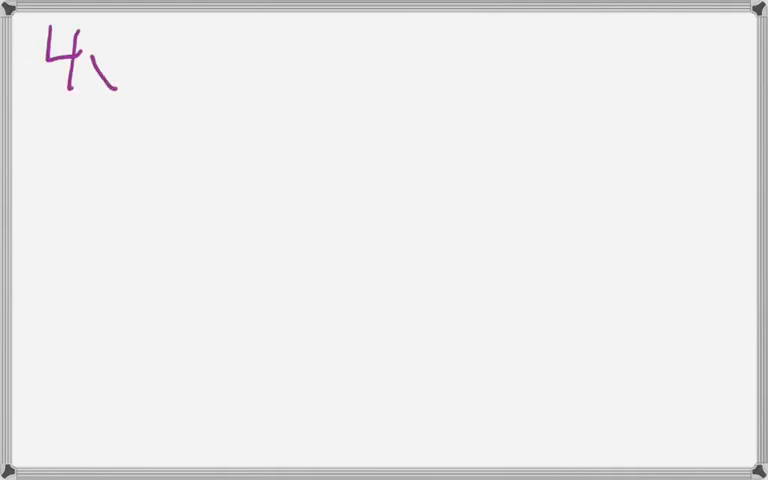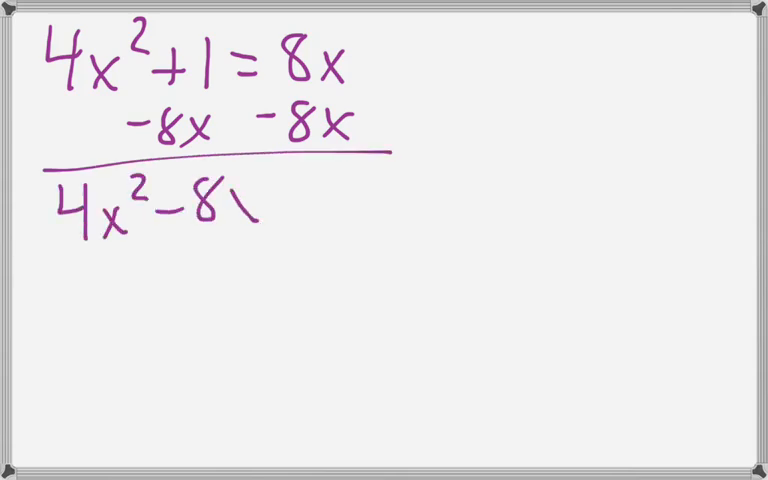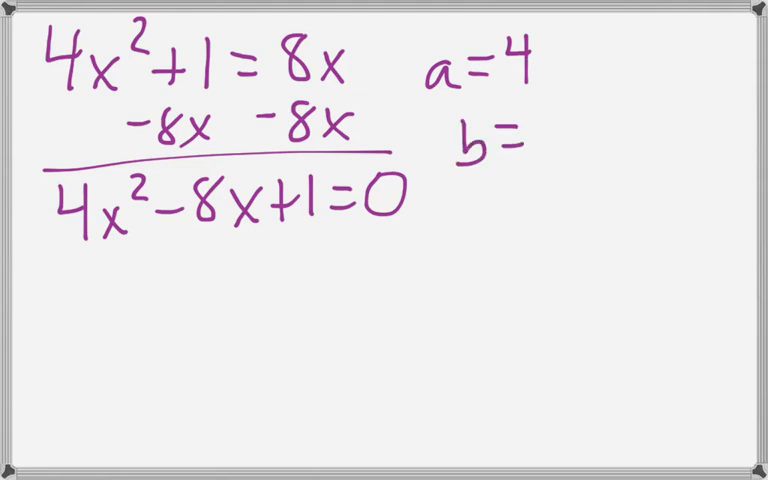So for example here, let's solve 4x squared plus 1 equals 8x. So the first step is to make sure one side is 0, so we'll subtract 8x. So the coefficient on the x squared term is 4, so that's a, b is negative 8, and c is 1. So we'll substitute those into the formula.